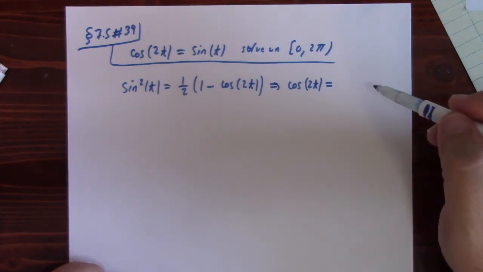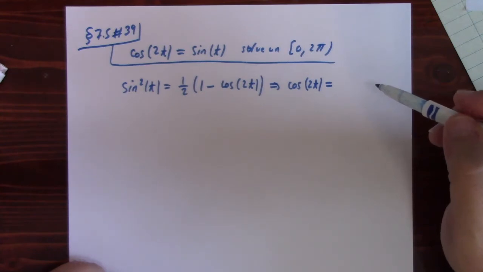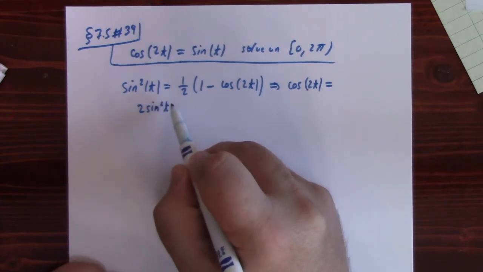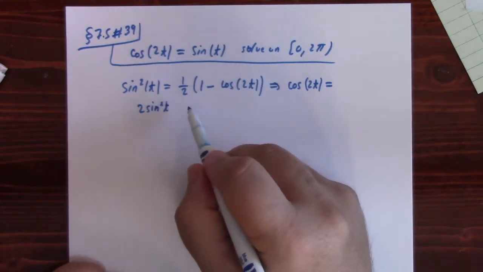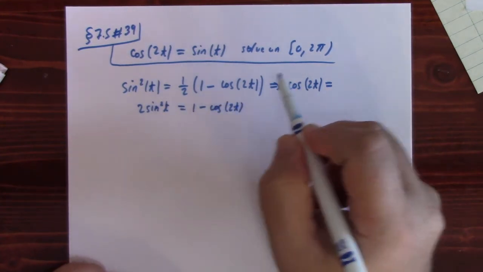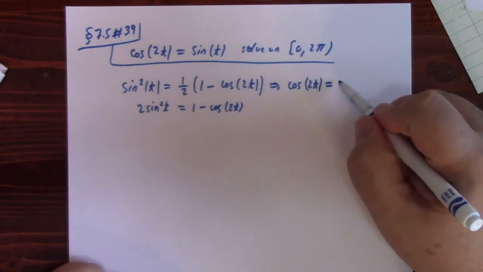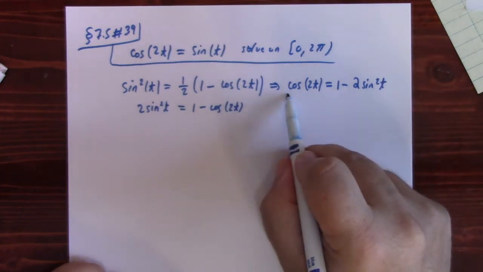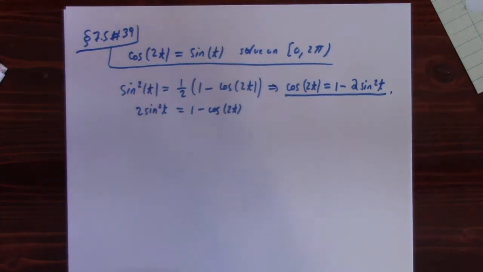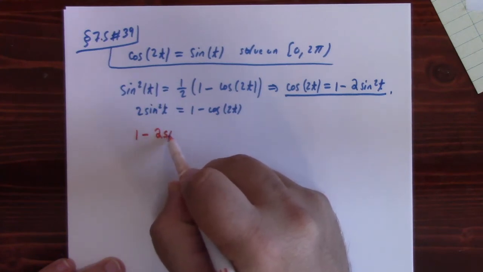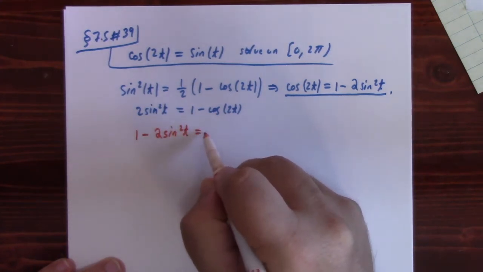Fine, I'll do an in-between step. This is 2 sine squared t equals 1 minus cosine 2t, which then gives me cosine 2t is 1 minus 2 sine squared t, which I'm pretty sure is one of those identities we wrote down, right? All right, so we can use that to trade our cosine 2t for 1 minus 2 sine squared t equals sine t, right?